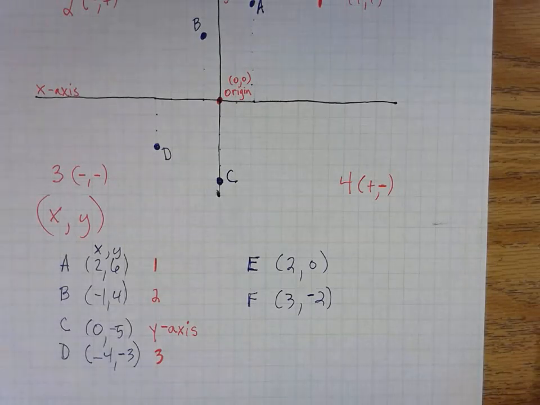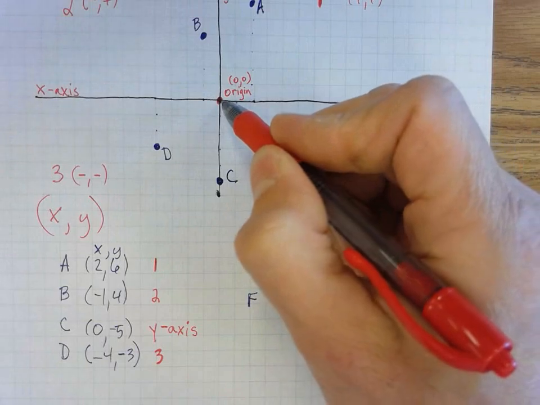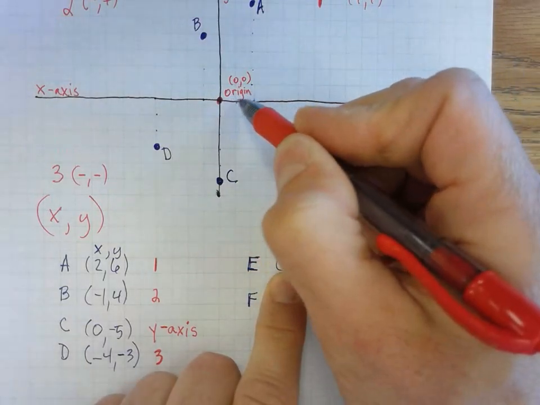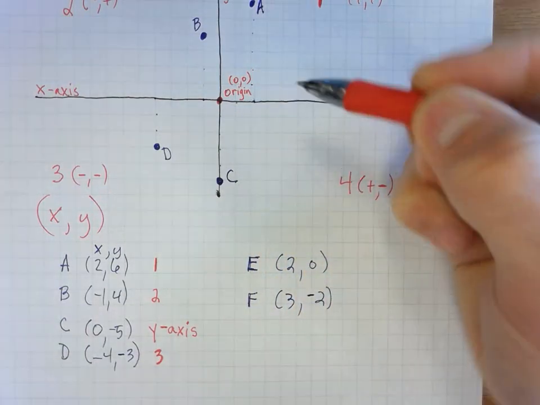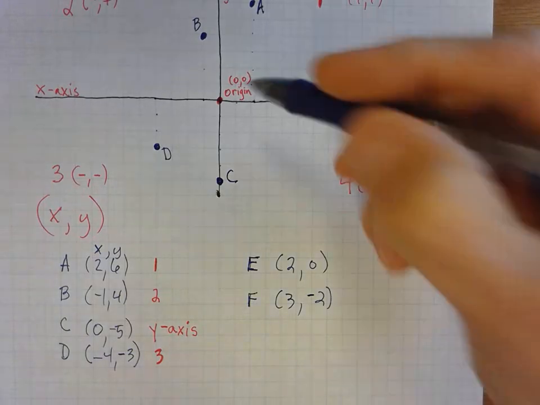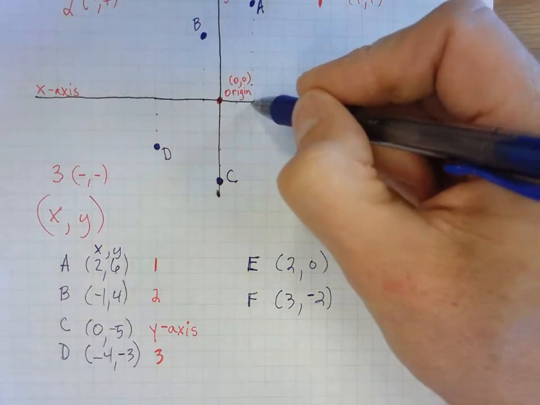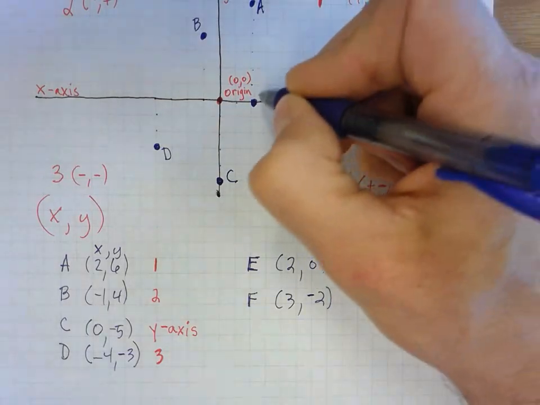All right, so 2, 0. That means, again, you go to the origin. The first number 2 is telling you to go to the right on the x-axis, and then 0 means you don't go up or down. So at 2, 0, that means come over 2, and then you stay there. And that would be letter or point E.